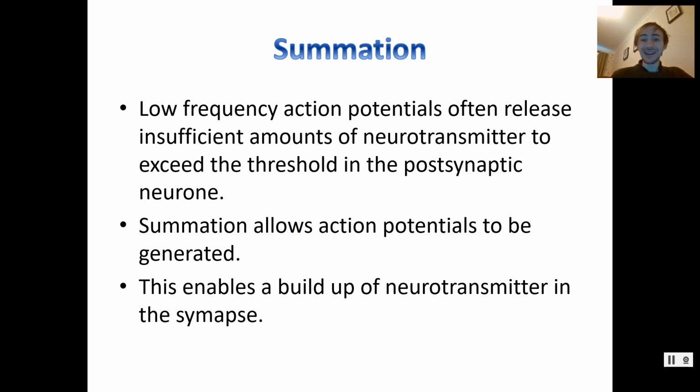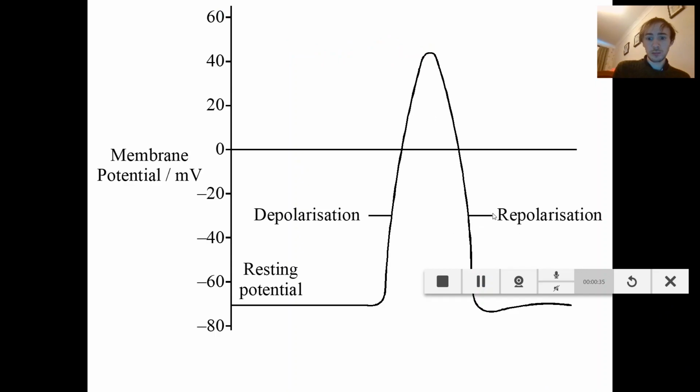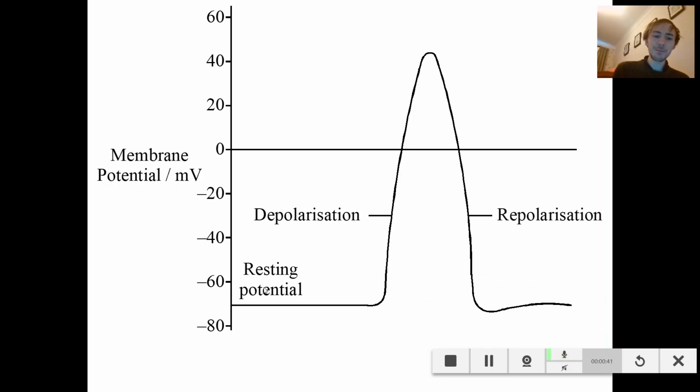Summation is the general idea that one synapse firing will not be enough, usually, to trigger depolarization in the next neuron. Now, when we think back to our graph of the action potential, you're going to find that in order to get up to depolarization, you first have to pass through a threshold. That threshold is about minus 55 millivolts membrane potential. Once you get above minus 55 millivolts, the action potential can't be stopped. It's a kind of all or nothing response.